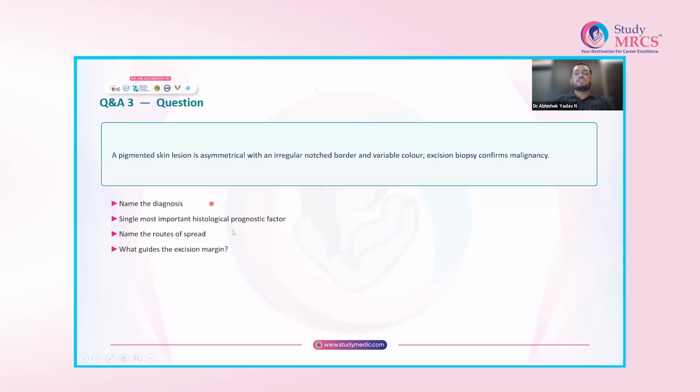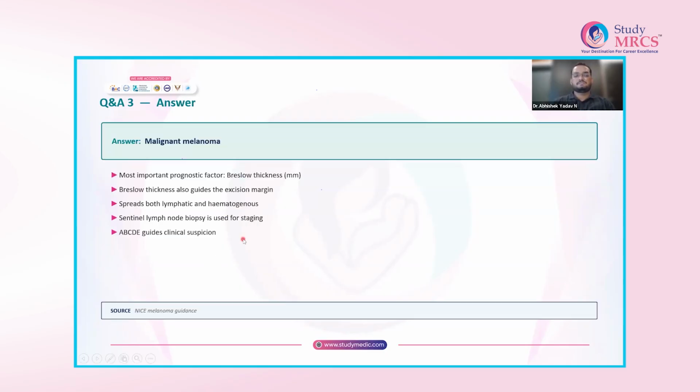What is the single most important histological prognostic factor? As I said, it's the Breslow thickness. That is nothing but the depth of involvement of the melanocytes from the stratum granulosum. That layer is the Breslow thickness. Route of spread: as I said, malignant melanoma spreads both hematogenously as well as lymphatically. It's a guide for the excision margin. Of course, it's the Breslow thickness.